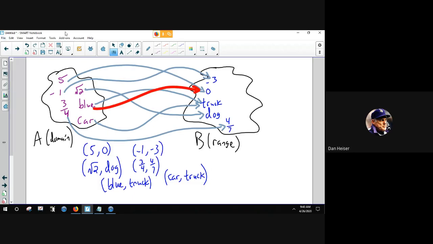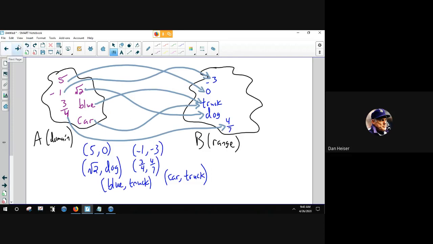Because sometimes when I apply the rule, I'll get 0. Sometimes I'll get truck. Sometimes I get truck. Sometimes I get 0. The rule is now inconsistent. This is not a function anymore when that happens. Let's get rid of that because I want this to stay a function.